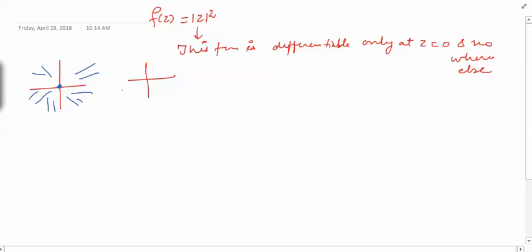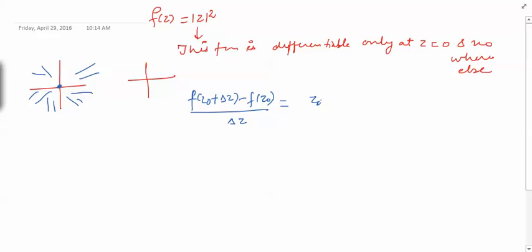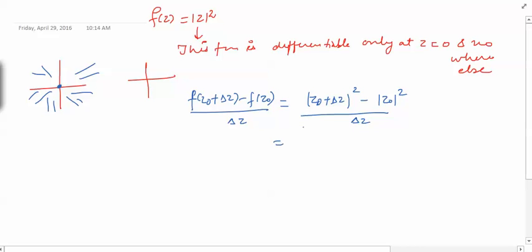Okay, so this is pretty simple to prove. You have to look at this limit: f of z naught plus del z minus f of z naught upon del z. What will this be? This will be modulus of z naught plus del z, squared, minus modulus of z naught squared, divided by del z. Now you have this property that modulus of z square is z into z conjugate. So I can write this as z naught plus del z into z naught bar plus del z bar, minus z naught z naught bar, divided by del z.